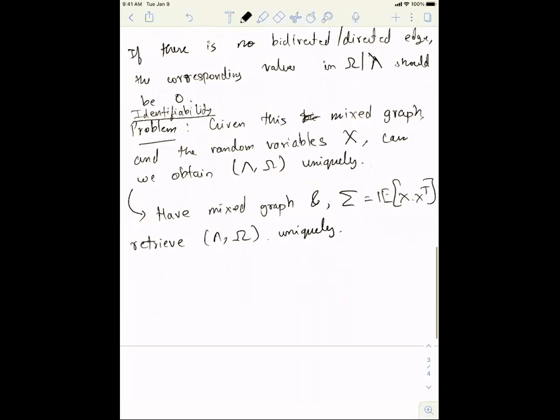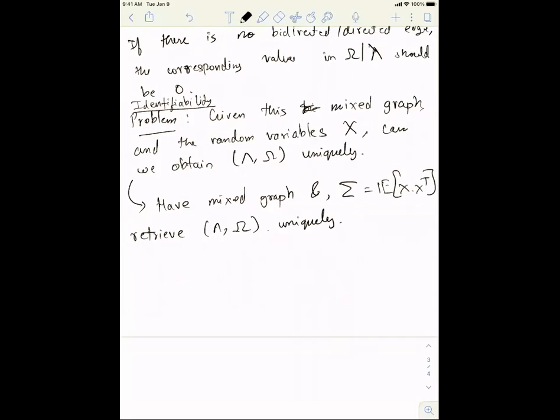Okay, sorry, was there a question? A quick question. For the omega, what would be a good example for correlated noise over random variables?